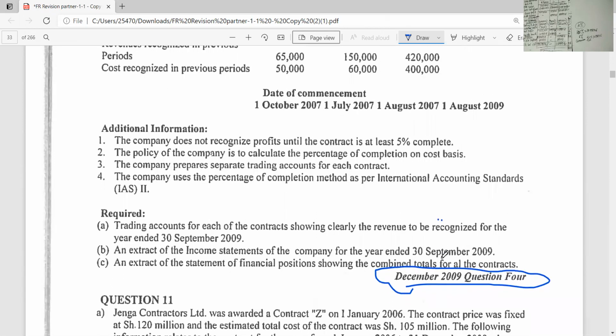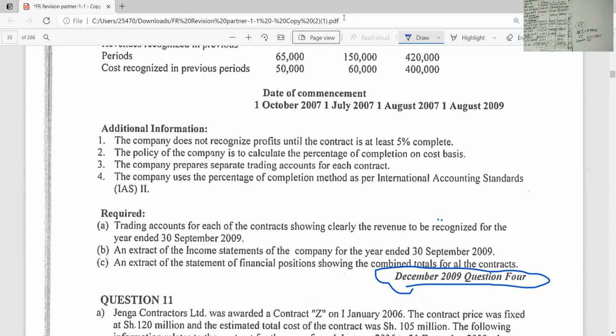Additional information. Before additional information, you can see we have dates of commencement here. Then in the additional information, they say the company does not recognize profit until the contract is at least 5% complete. The policy of the company is to calculate the percentage of completion on cost basis. The company prepares separate trading accounts for each contract. The company uses the percentage of completion method as per International Accounting Standard 11. So they need trading accounts for each of the contracts showing clearly the revenue to be recognized, an extract of the income statement, and an extract of the statement of financial position.